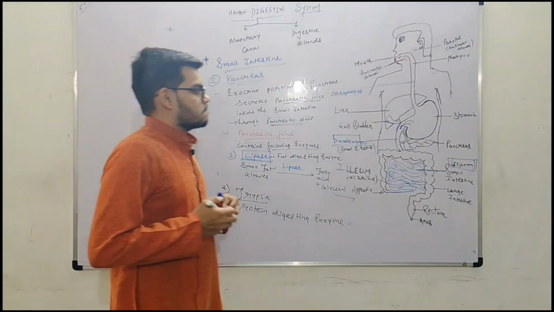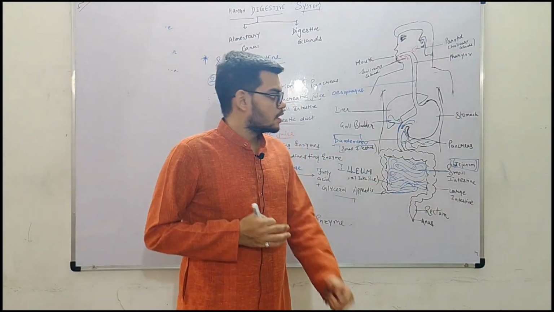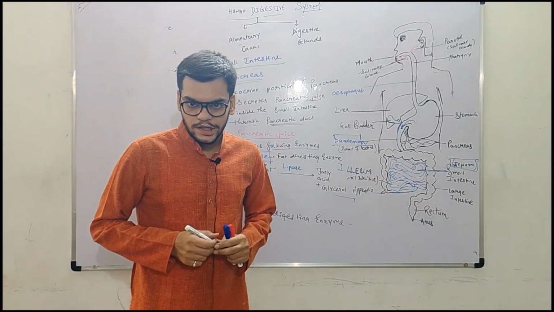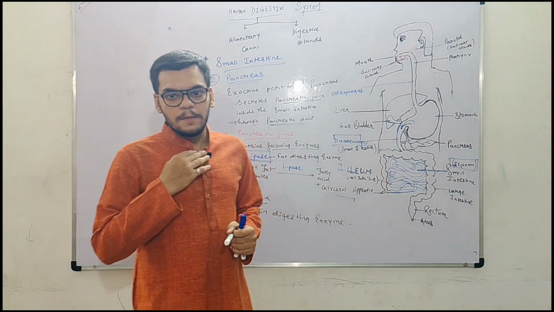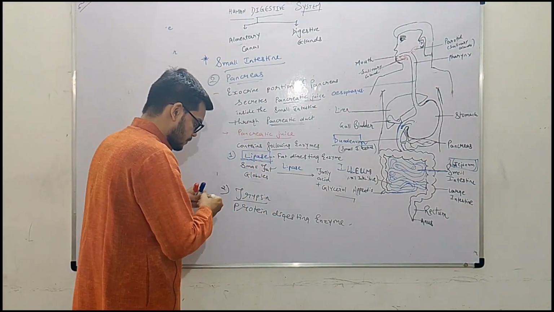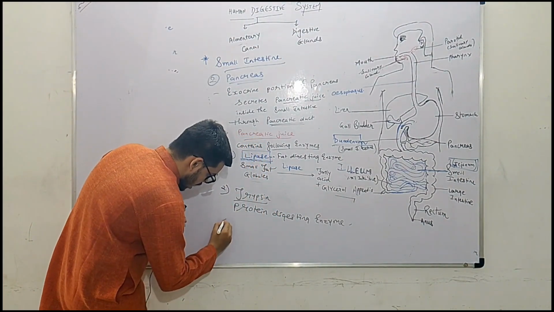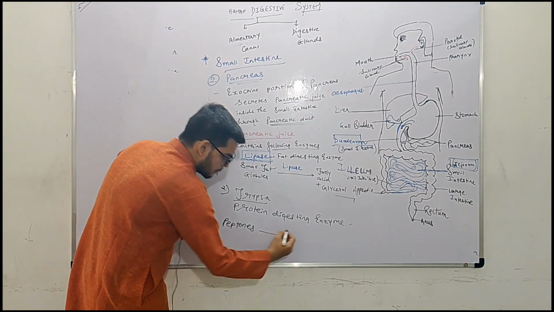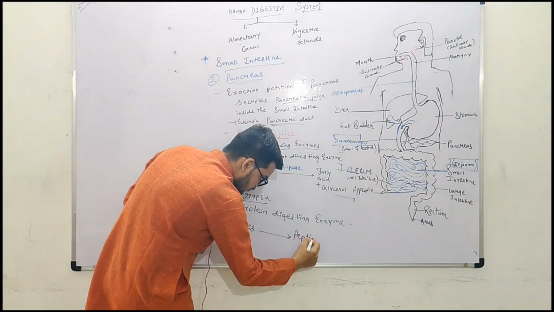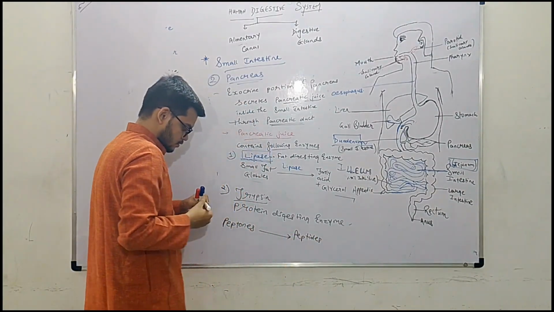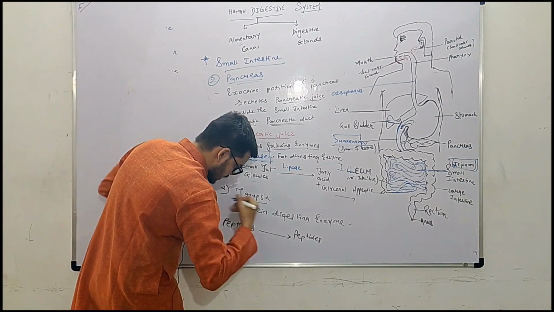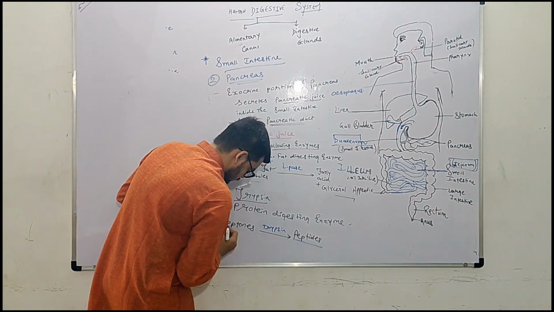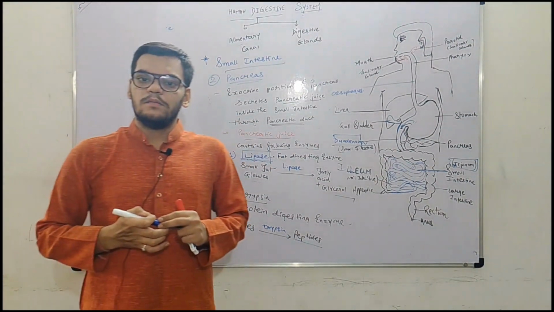If we recall, in the stomach we have discussed that proteins are broken down, digested by the enzyme pepsin into peptones, or we can say proteases. Now these peptones are further broken down into peptides, a much smaller form of protein, with the help of the enzyme called trypsin. So that will be digesting protein.